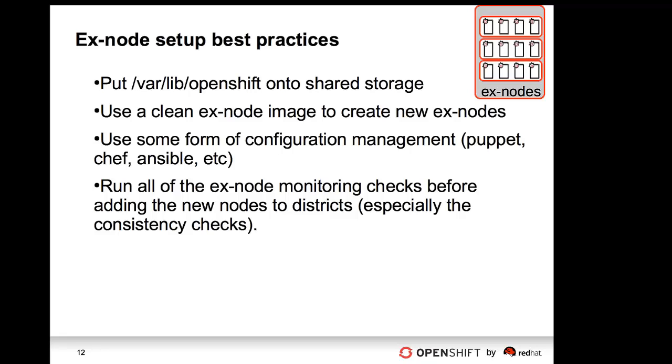And then whenever we add a new node, we run all of our monitoring checks on the new node before we actually add it to a district. So a node that's up and running will not be used until it actually goes into a district. And so we use that as a way to bring our nodes up, fully test it, get everything working, or make sure everything's working, and then finally, once we're confident in the new node, we put it in place.